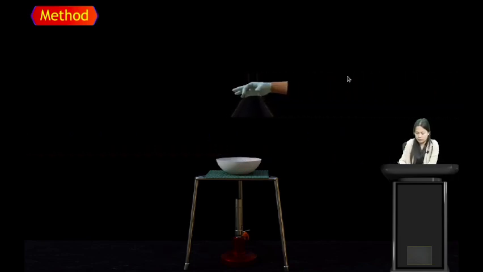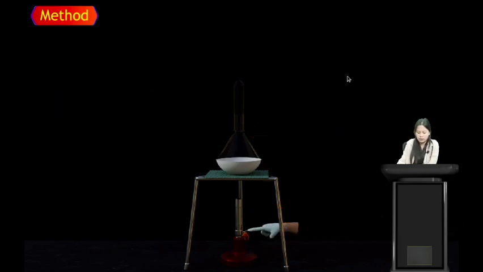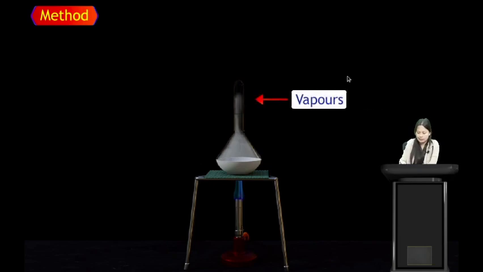Before turning on the burner, take a funnel, cover it, and on top of the funnel put another test tube. So we have the inverted test tube, we have the funnel, we have the china dish, and we have the burner. Now turn on the burner and see what happens. When you turn on the burner, you will see that some substance begins to evaporate. Yes, we see that it's changing state. So here the vapors are collected in the inverted test tube.